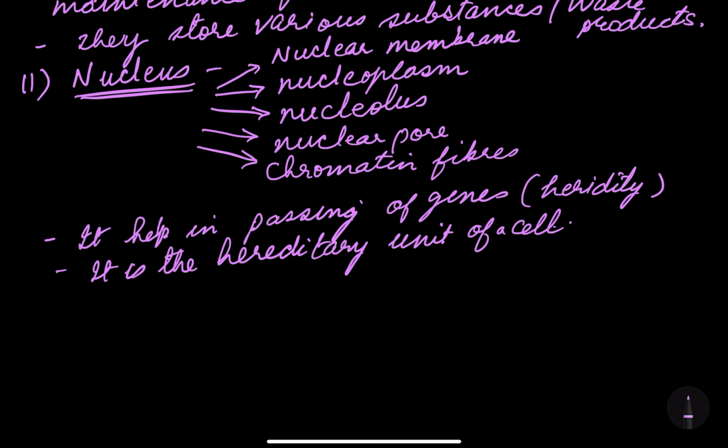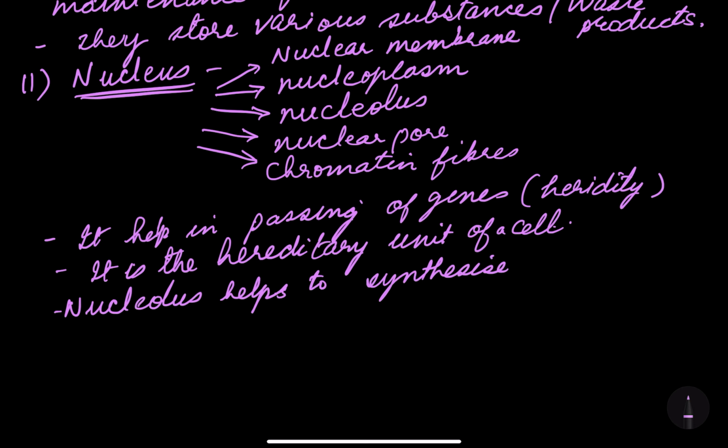Okay, now if we talk about the nucleolus inside the cell, the nucleolus helps to synthesize RNA or ribonucleic acid, which actually helps to make up the ribosomes, the ones which are the protein factories of the cell, right? And the nucleus also plays a role in cell division.